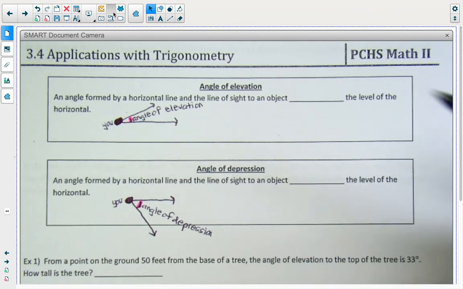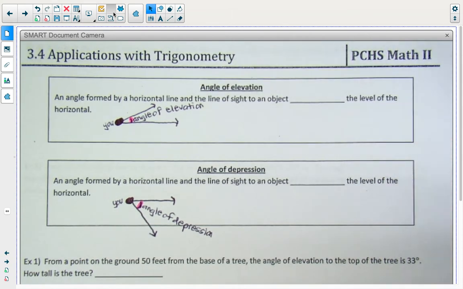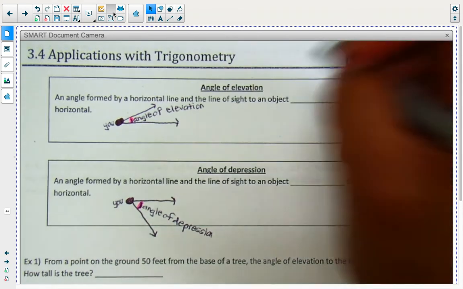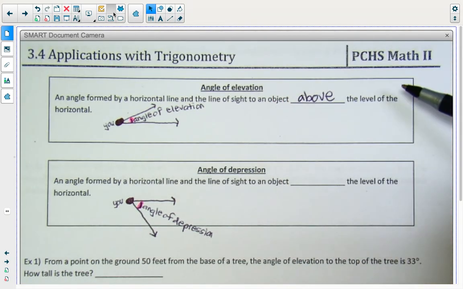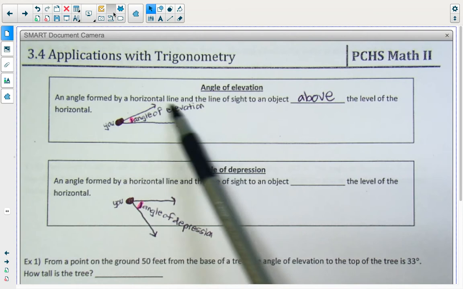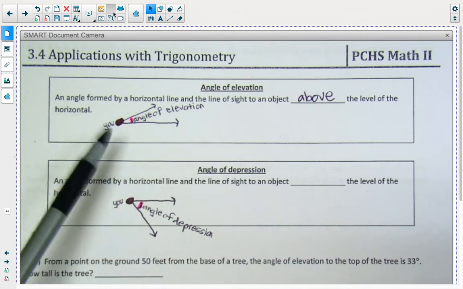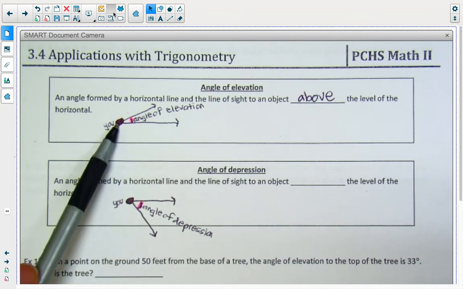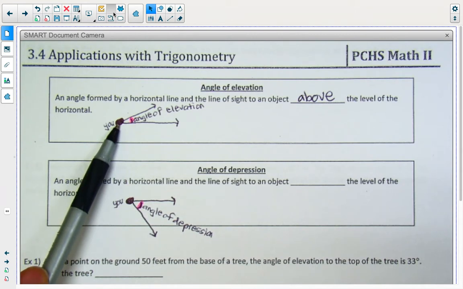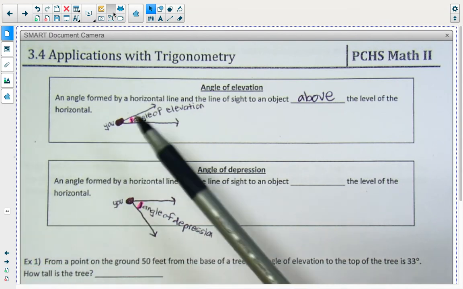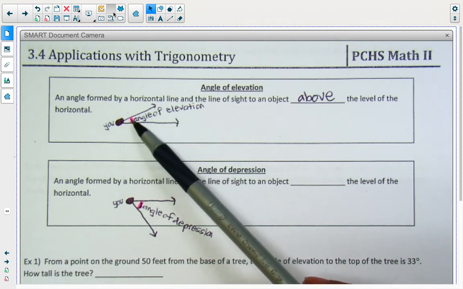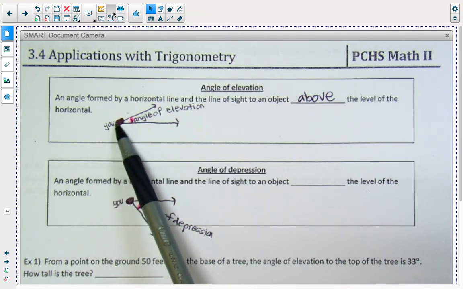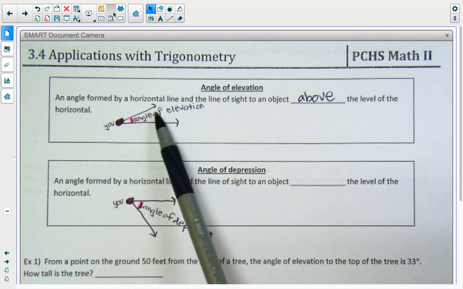So let's go through and talk about this concept of angle of elevation and angle of depression. An angle formed by a horizontal line and the line of sight to an object above the level of the horizontal. So I have this diagram here. This dot that I made really big on purpose is where you are. If you're looking up, the angle that's formed is called the angle of elevation. That's what I highlighted here in pink.